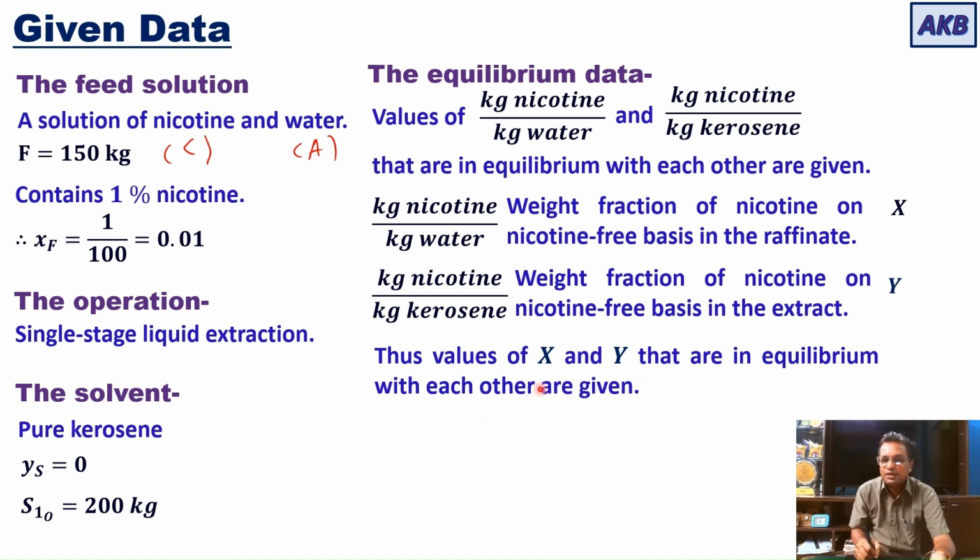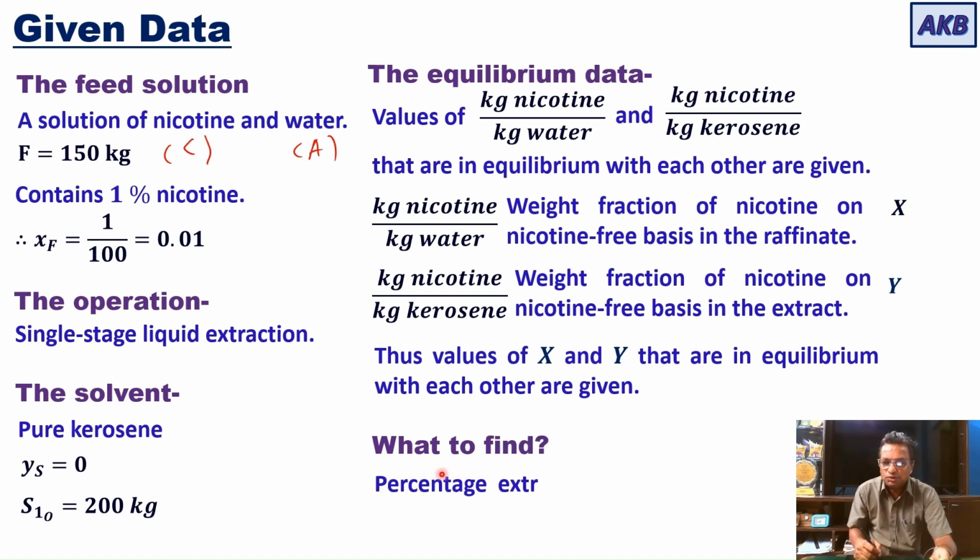The equilibrium data is given in terms of X and Y. You have different values of X in equilibrium with different values of Y. So equilibrium data is directly given to us in terms of capital X and capital Y, so there is no need of doing any conversion in this case. You have values of X and Y directly given to us, and we can use them for plotting the graph.